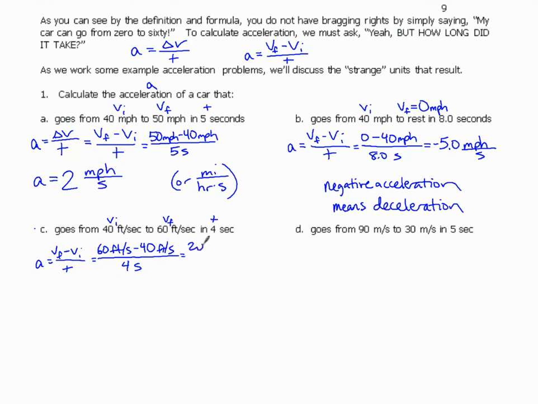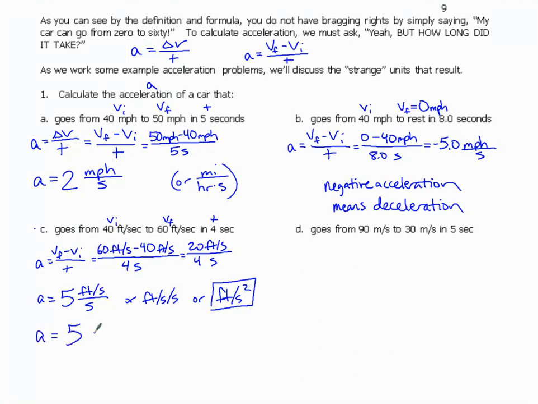60 minus 40, we end up with 20 feet per second over 4 seconds. So our acceleration is 5 feet per second per second, which you could write as feet per second. Or the third, and probably the most commonly used for this, would be feet per second squared. So this would probably be the best unit to use. So let's rewrite this. Acceleration equals 5 feet per second squared.